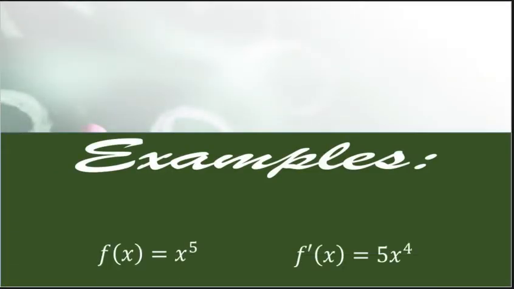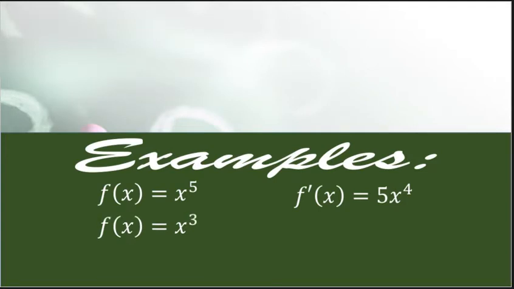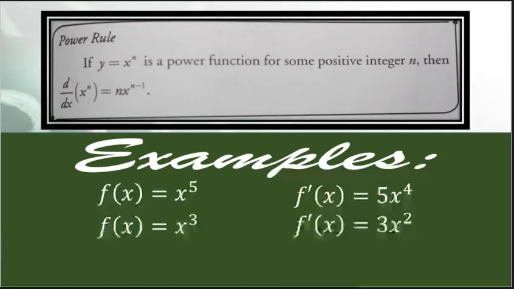So, moving on, let's have the second rule. So we have these examples. What did you observe? Okay, let's reveal the rule. This rule is called the power rule. The power rule states that if y is equal to x raised to the nth power, a power function for some positive integer n, then the derivative of x raised to the nth power is equal to n times x raised to n minus 1.